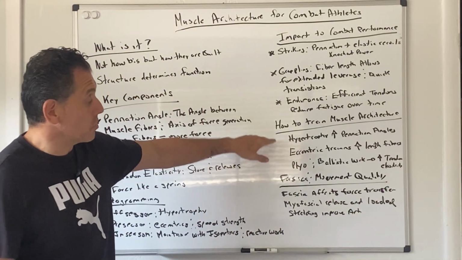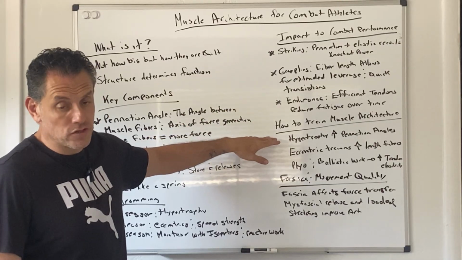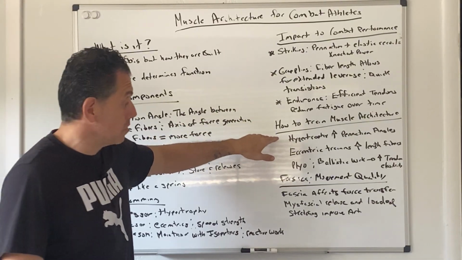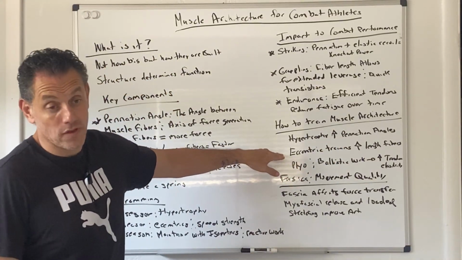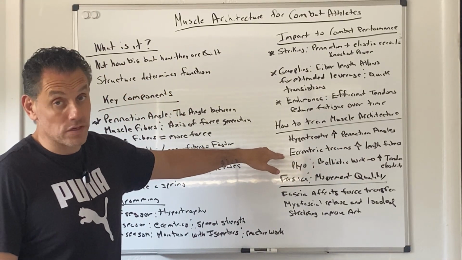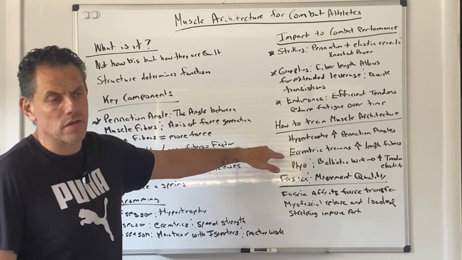So how do you train the muscle architecture? The first one is hypertrophy. Hypertrophy basically means get bigger muscles. It increases the pronation angles. Eccentric training. A lot of people don't do this. I don't know if in one of the other videos I talked about tempo. I know I've written a blog about this.